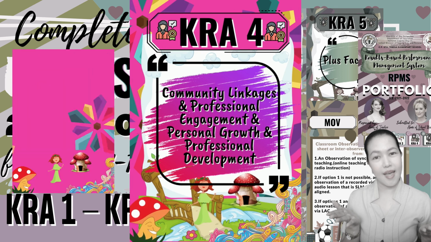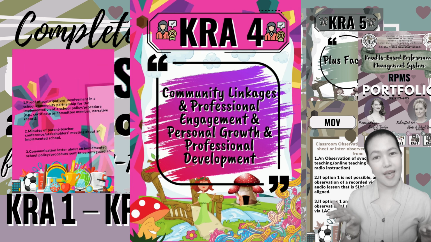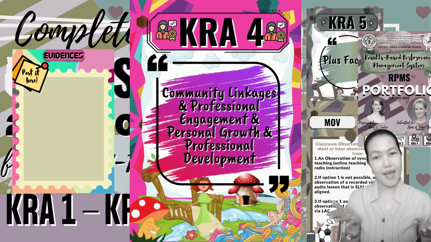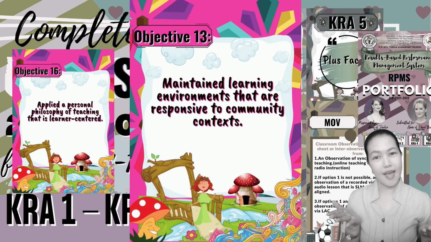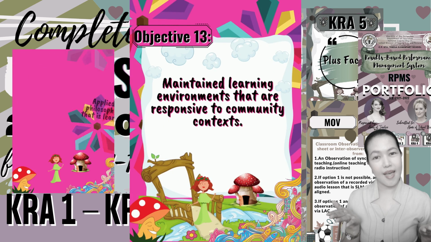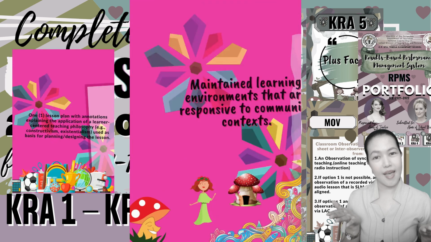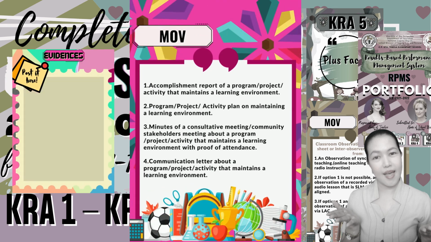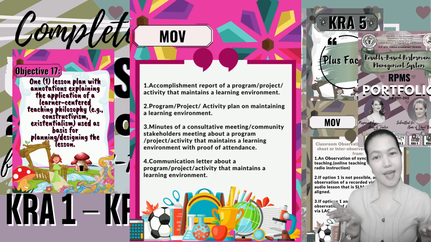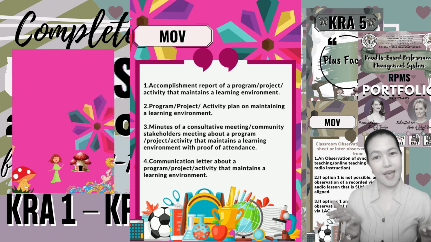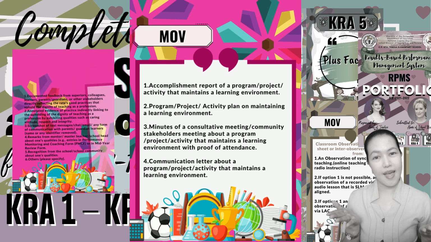Let's move on with CRA number 4, or the community linkages and professional engagement and personal growth and professional development. Objective number 13: maintain learning environments that are responsive to community context. MOV number 1, accomplishment report of a program or project activity that maintains a learning environment. Number 2, program or project or activity plan on maintaining a learning environment.